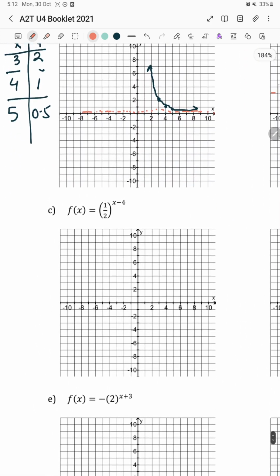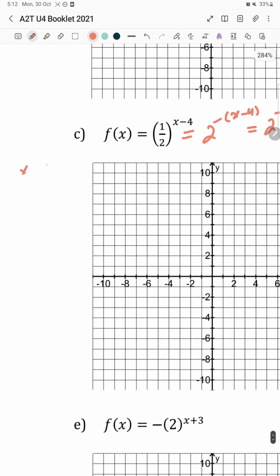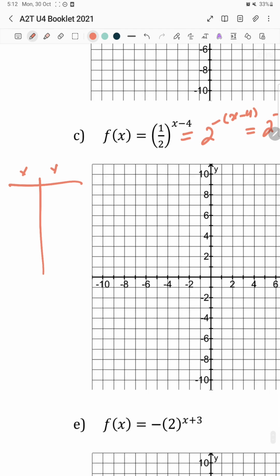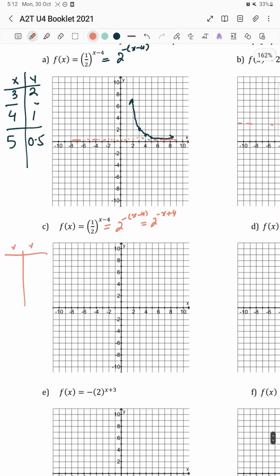Okay, 1 by (2x minus 4), again it can be written as 2 inverse x minus 4, which is equal to 2 to the power minus x plus 4. So now finding the values of x and y, because this is the same equation as above, we will just use the same values. For 3 it's going to be 2, for 4 it's going to be 1, for 5 it's going to be 0.5. It's going to move like this, and this would be the asymptote.